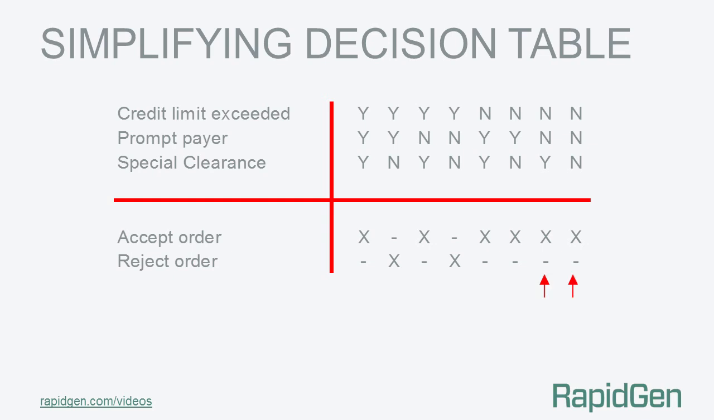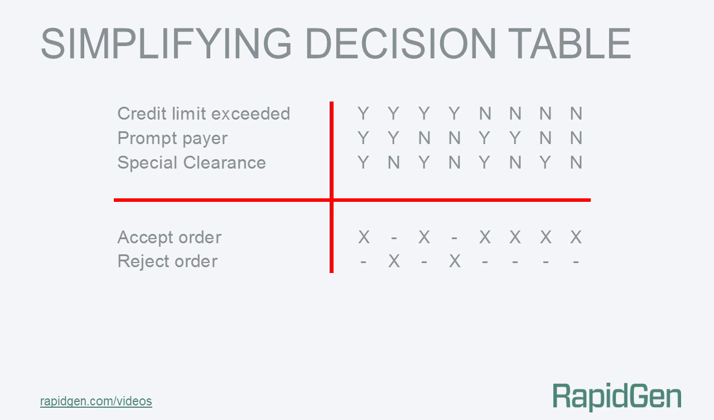So in the example we can simplify rules 7 and 8. They have the same action and differ only by a y and n in the third condition. So the resulting consolidated rule will become n-n-(-)-x. Rules 5 and 6 can be simplified to the rule n-y-(-)-x'.